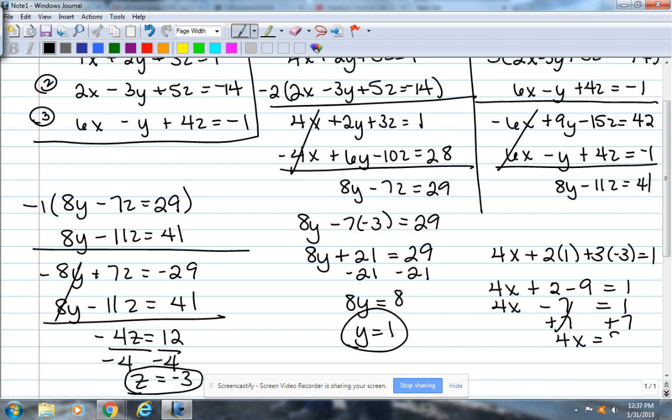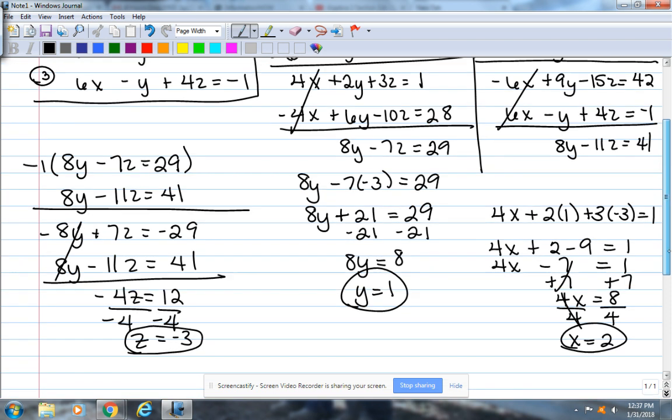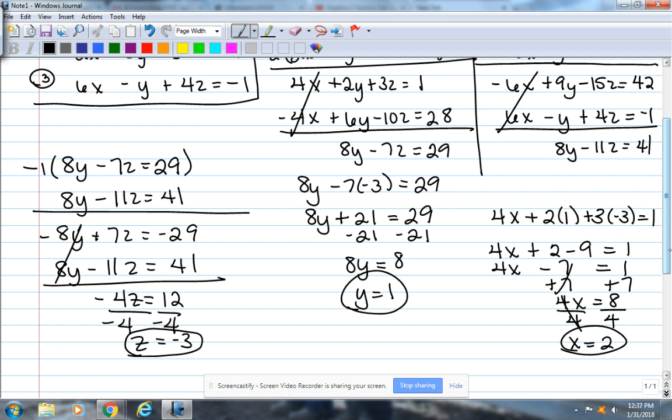So 4x equals 8. I divide both sides by 4. And x equals 2. So now I know all three solutions. And we're going to write the answer in an ordered triple. So just like an ordered pair has an x and a y coordinate, an ordered triple has an x coordinate, a y coordinate, and a z coordinate. So our answer for this one will be in that order. So x is 2, our y is 1, and our z value is -3. And that is our solution.